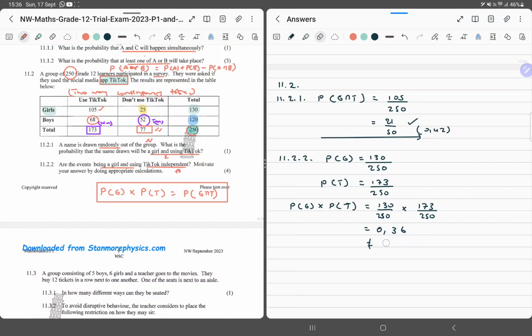Okay, maybe let's just put it this way, which is not equal to 0.42. We can say since P of being a girl multiplied by P of using TikTok is not equal to the probability of being a girl and using TikTok at the same time, therefore, the events are not independent.